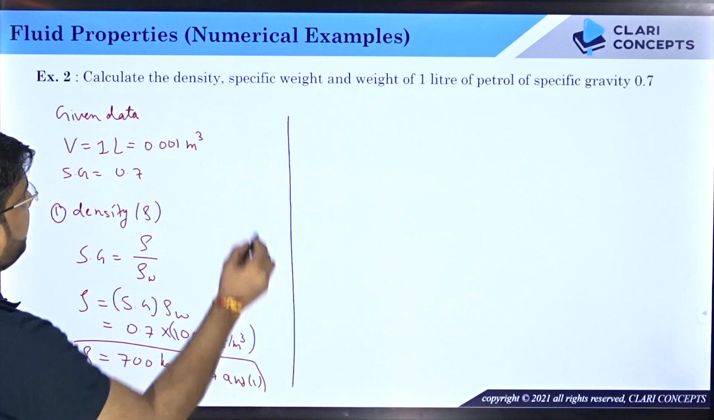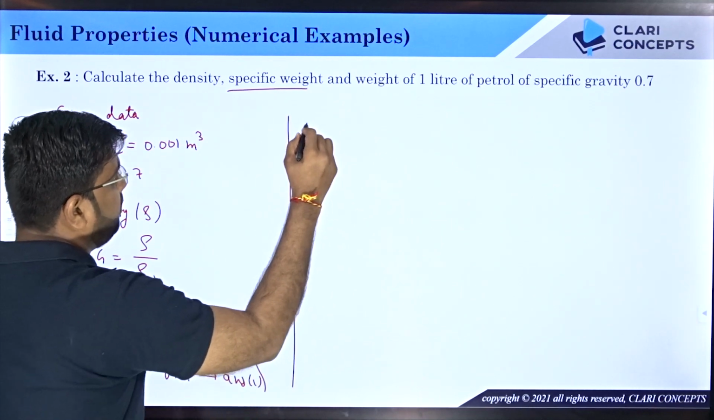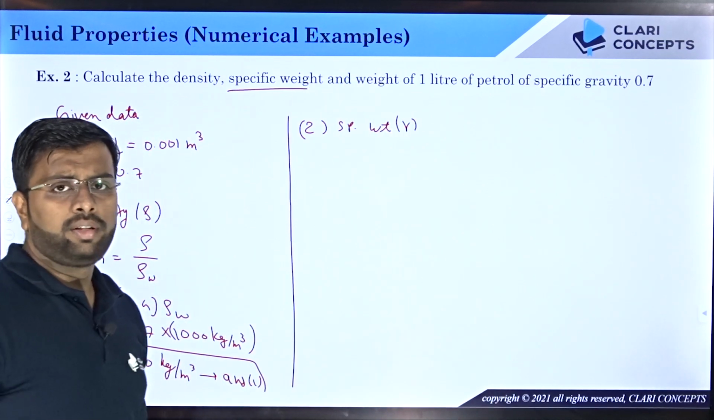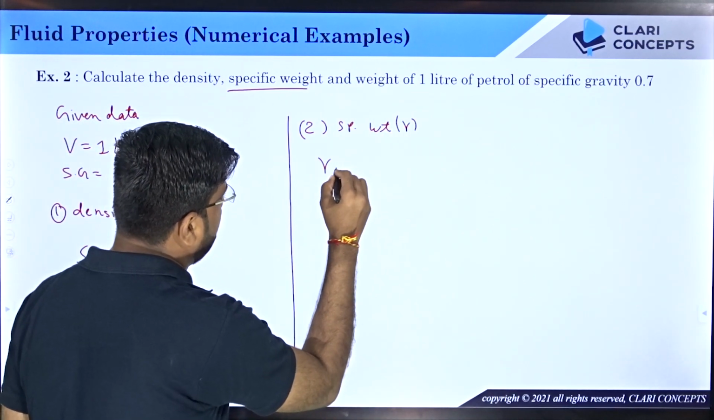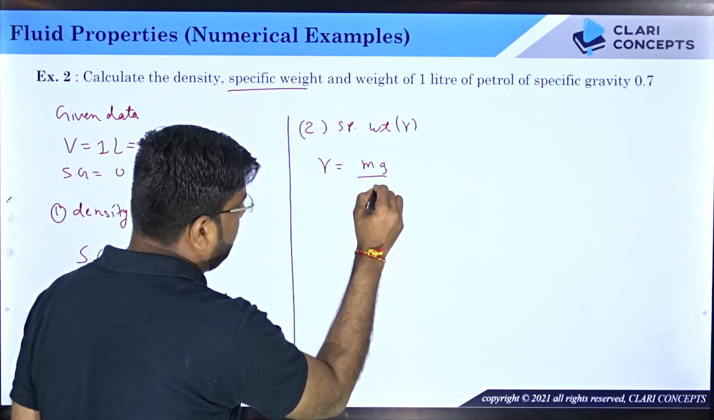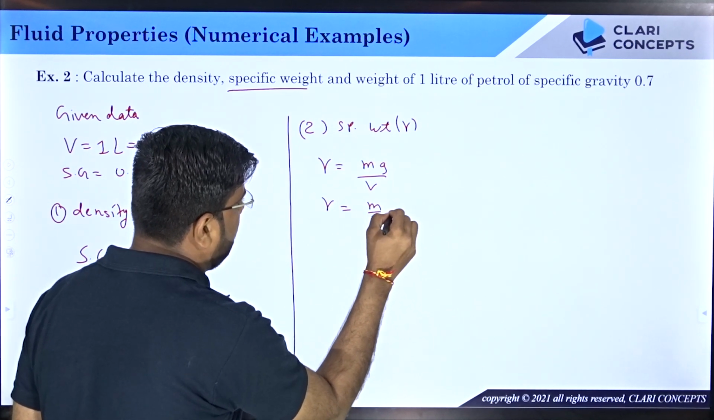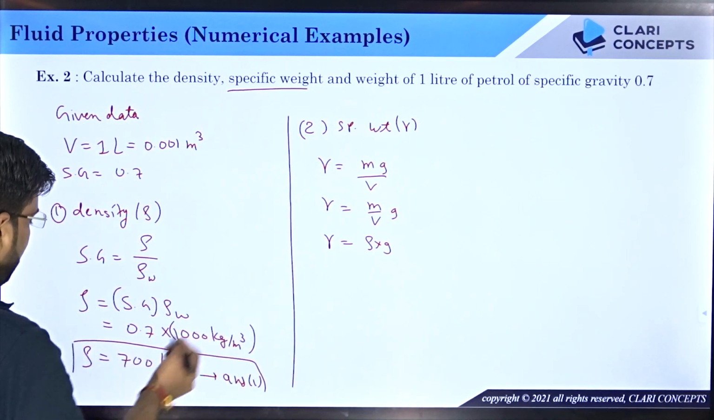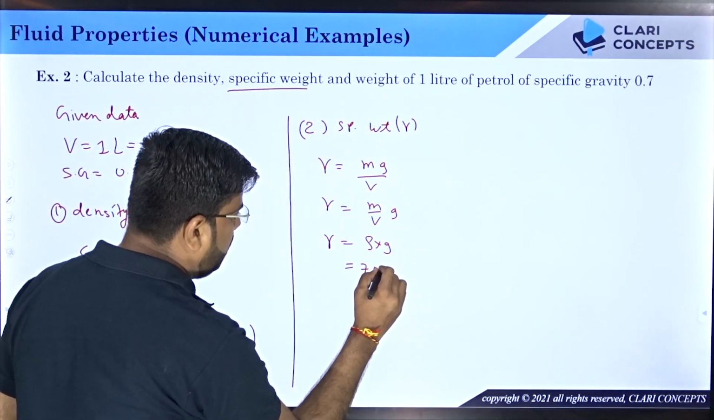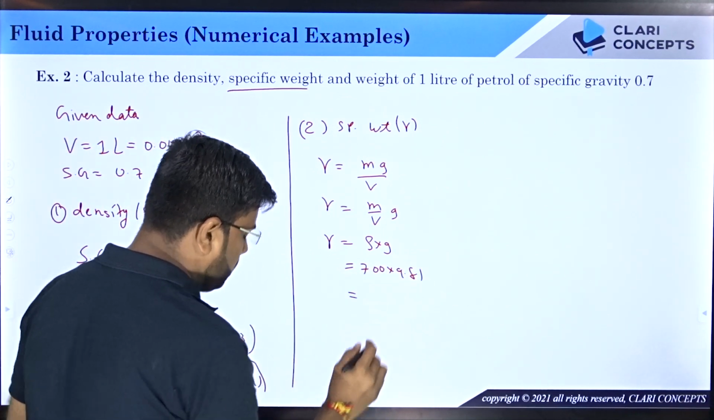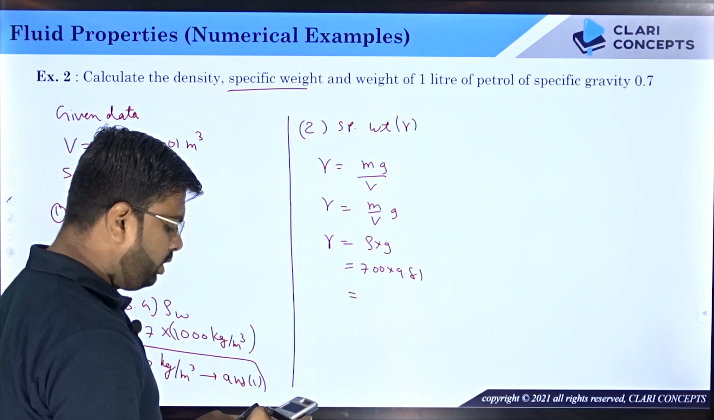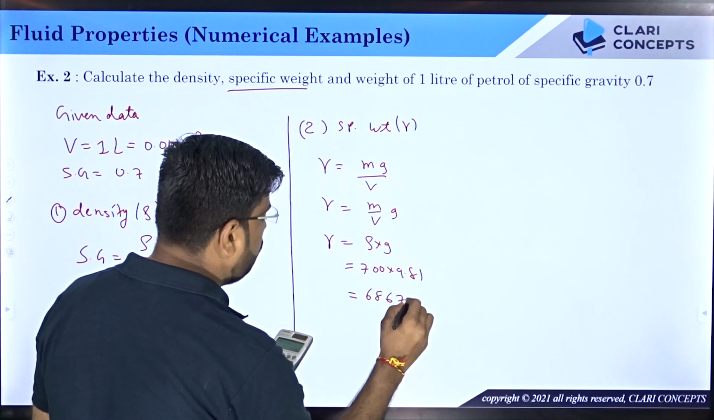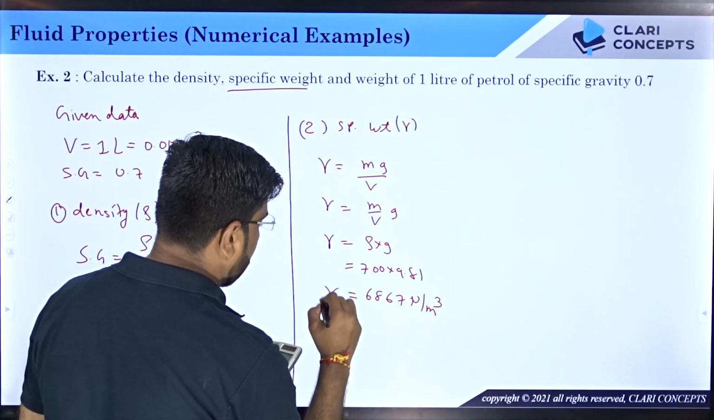Now the second thing given to you is specific weight. Specific weight is symbolically represented by gamma. And we know the formula. Gamma equals weight, that is mg by v. That means if I put it like this, m by v into g, I can say gamma equals density into g, because m by v is density. So if I want to get gamma, I know density, I can just multiply it by g to get the answer. So this is 700 into 9.81. This will give me 6867 newtons per meter cube. Answer number 2.